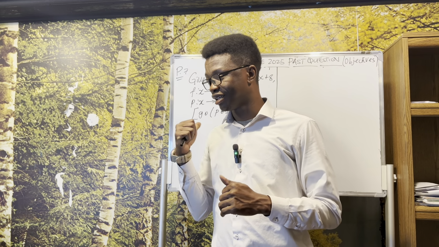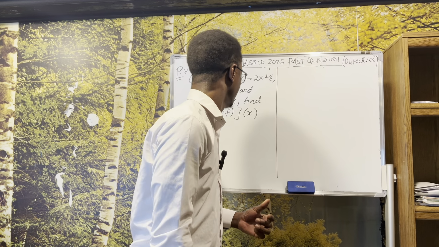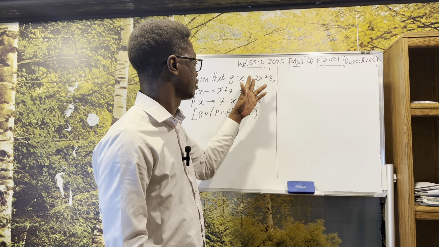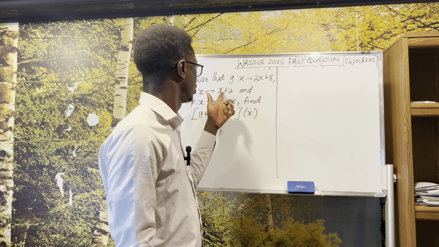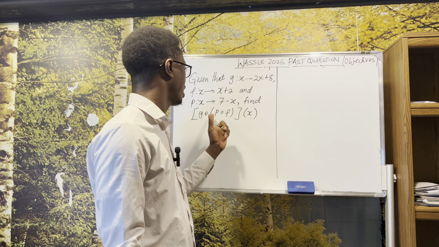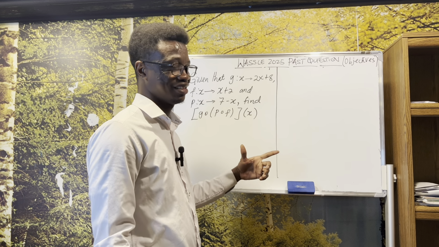Hello guys, let me show you how to solve problems like this. We are given that g of x produces 2x plus 8, f of x produces x plus 2, and p of x produces 7 minus x. Find g of p of f of x.